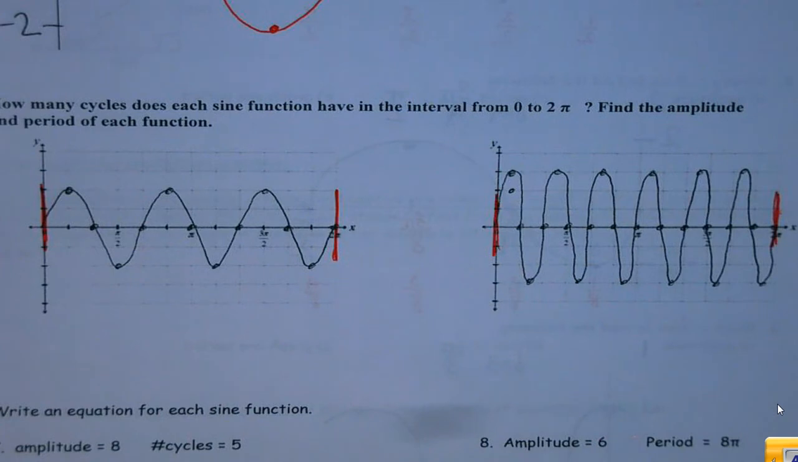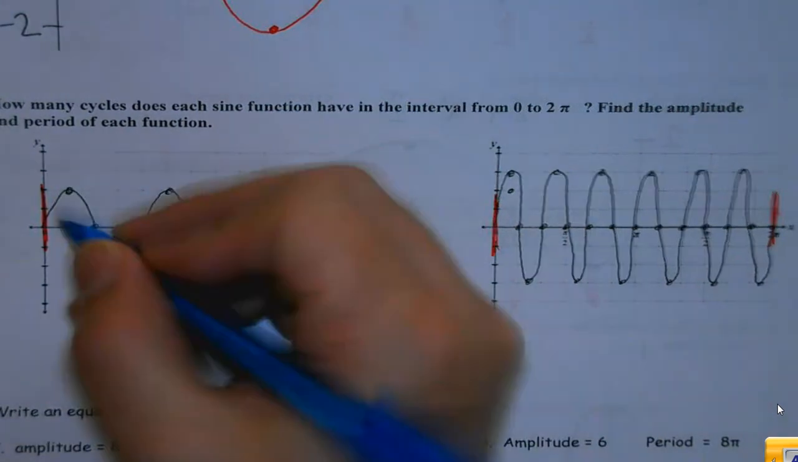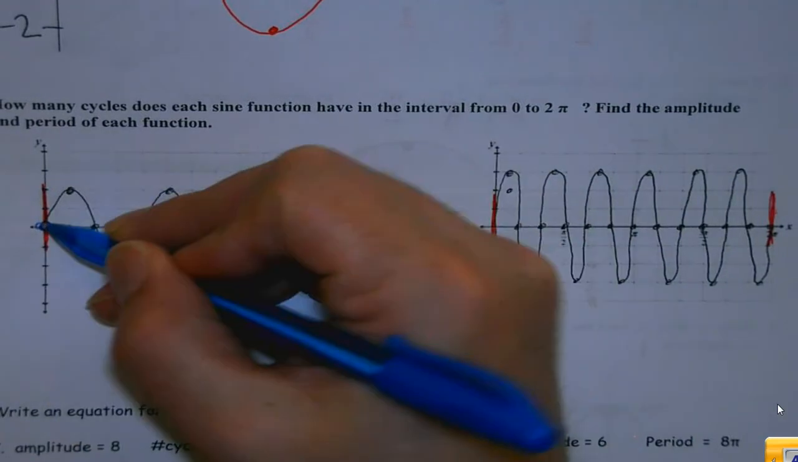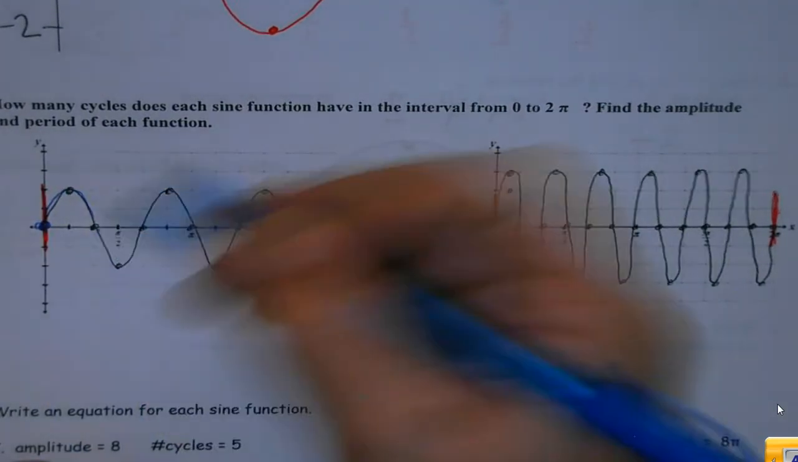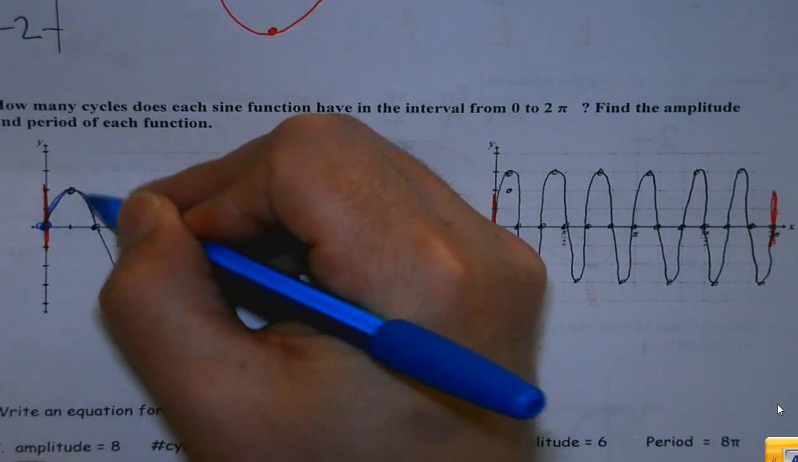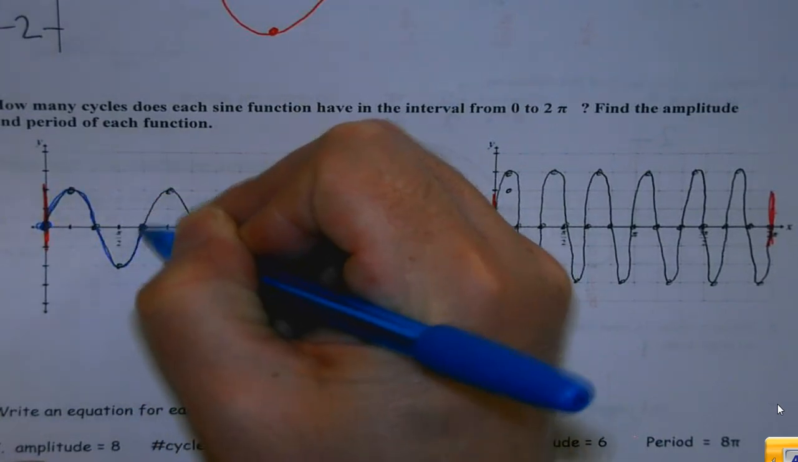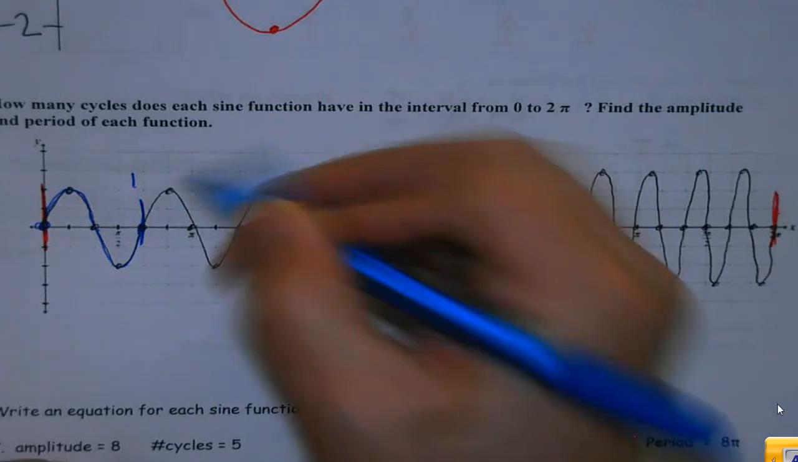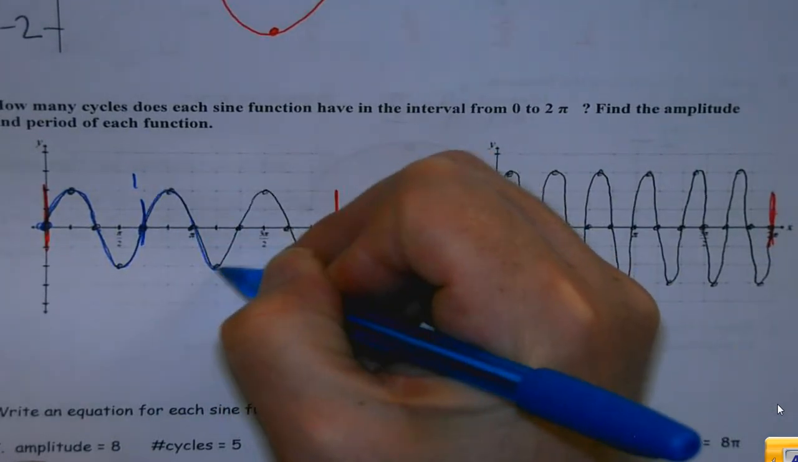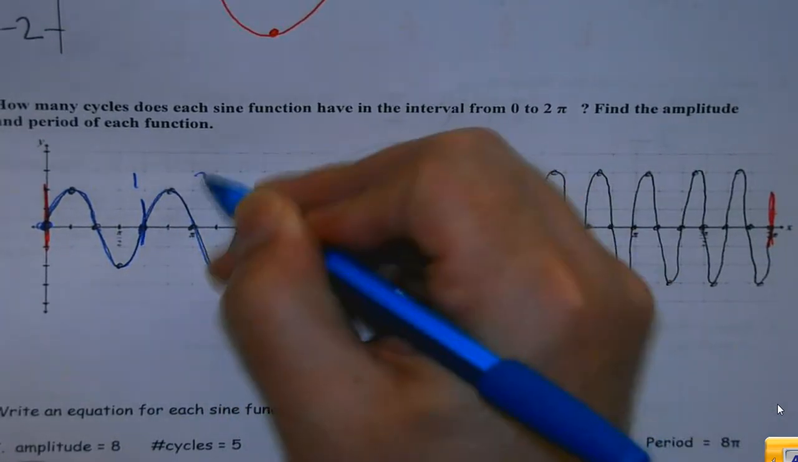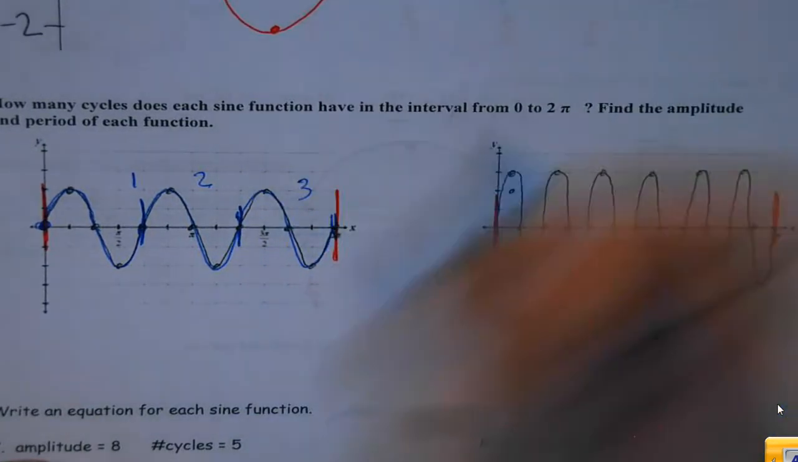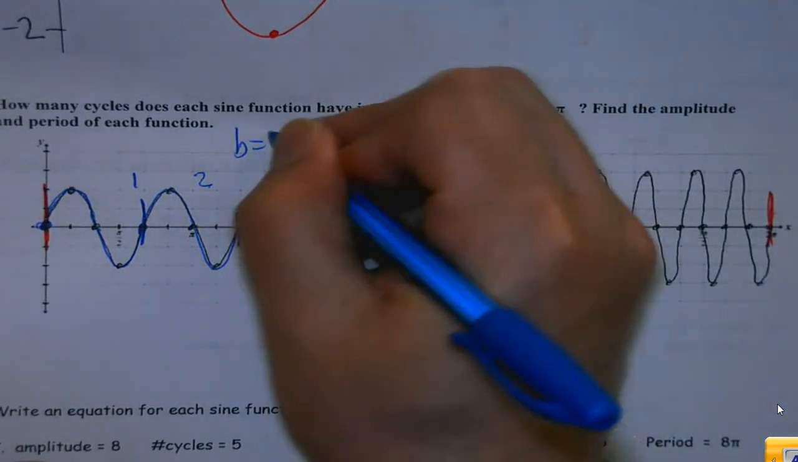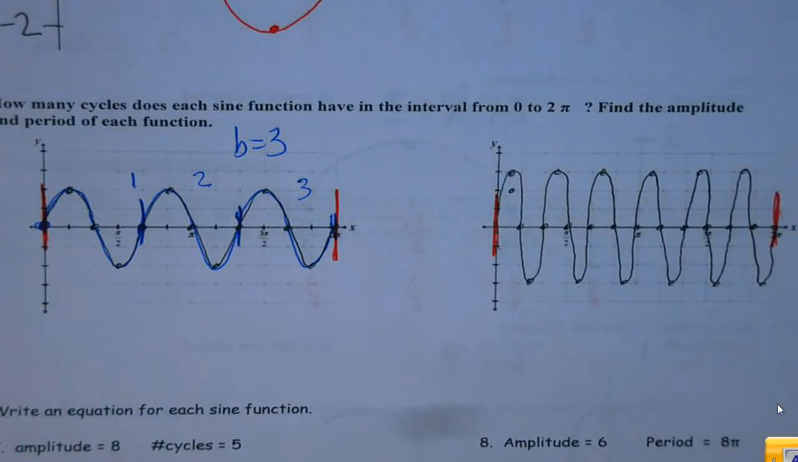So, when I'm trying to figure out the cycle, how many complete patterns does it do? I look to see where we start, and I'm going to follow. I don't end here. I know you're like, but that's back at 0. But remember, with sine, we go down and back up. So there's one cycle. We go down and back up. There's 2 cycles. We go down and back up. Okay? So my B is going to be 3. My number of cycles is going to be 3.